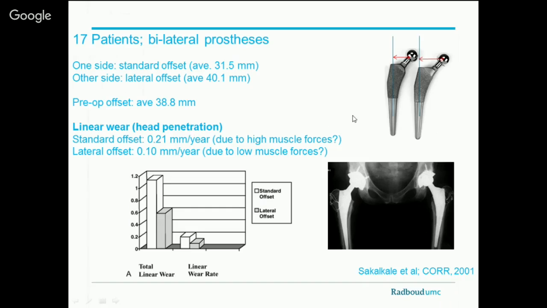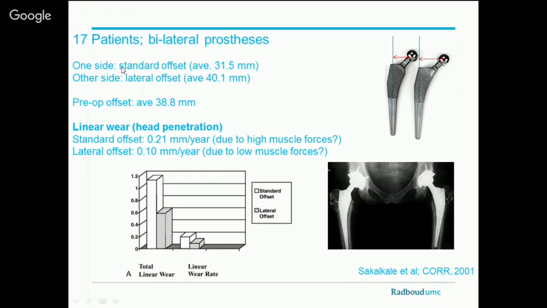And there's one interesting study of the wear of prosthesis in 17 patients, and the patients have prosthesis on both sides. On one side they used a large offset, and on the other side a small offset. So it's an intra-patient comparison.